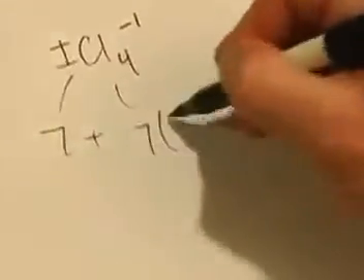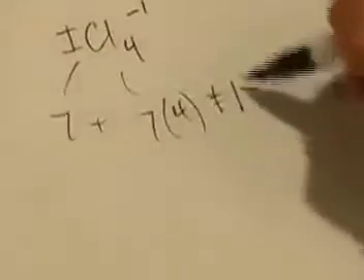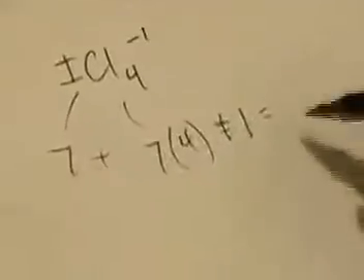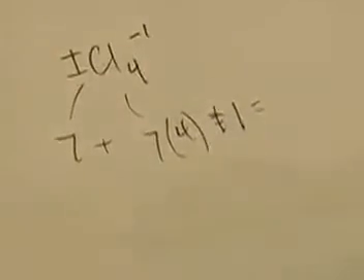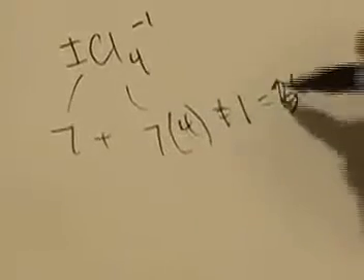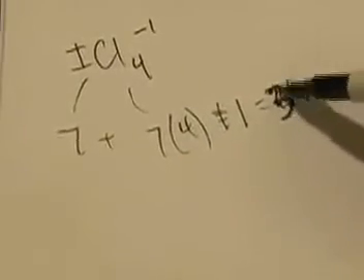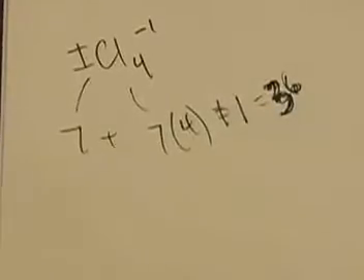Let's try ICl4 minus 1, an ion. Iodine, of course, has 7. Chlorine has 7. Times 4 is 28. Plus 1 more, because it has a -1 charge, so 29, plus 7 is 36 valence electrons.